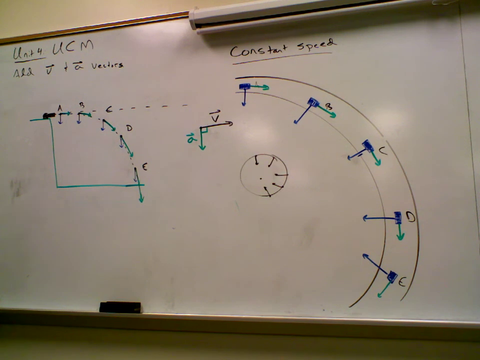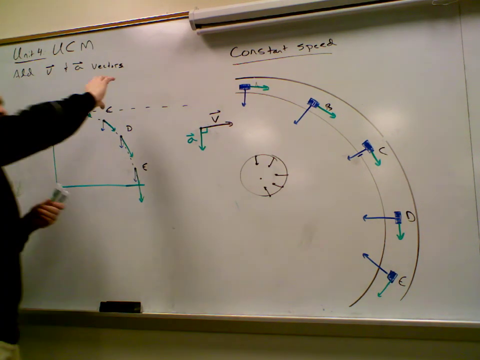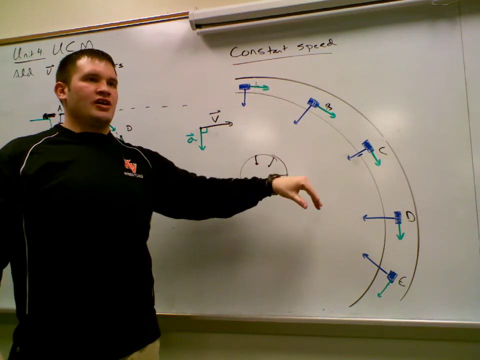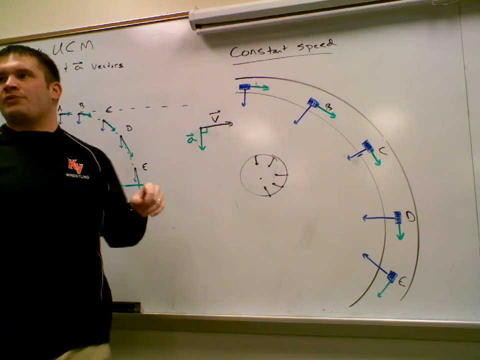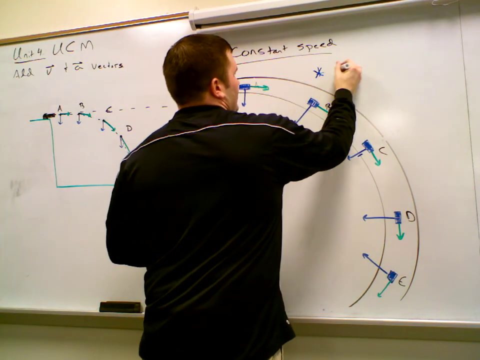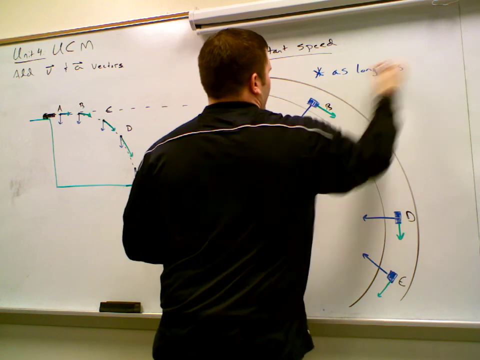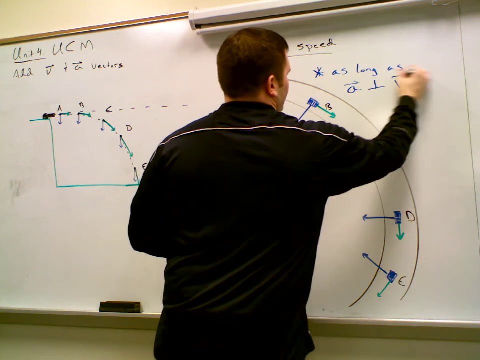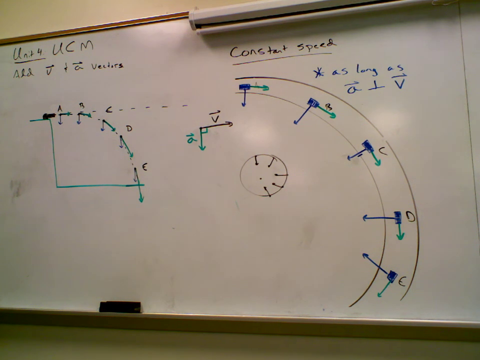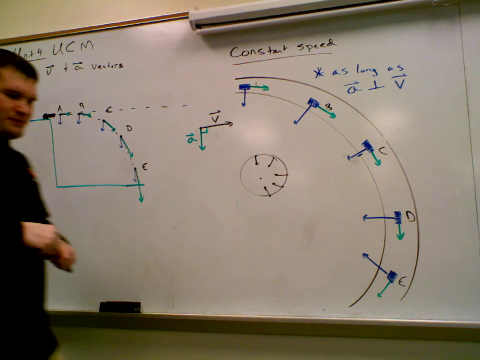All right. So constant speed here. The car is going around at a constant speed, but is experiencing acceleration towards the center of the circle. And because the velocity and the acceleration are perpendicular, all the acceleration does is change the direction. It does not change the speed. So this is possible as long as acceleration is perpendicular to the velocity. We can go around that loop at a constant speed as long as our acceleration is perpendicular to our velocity.